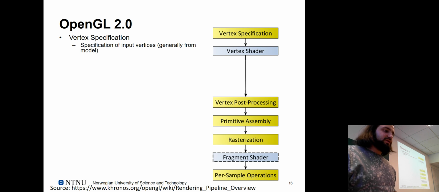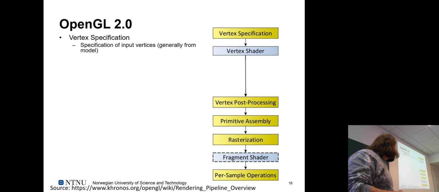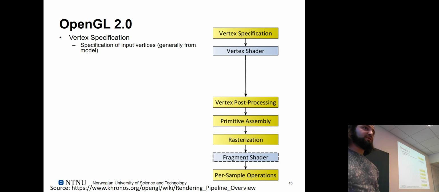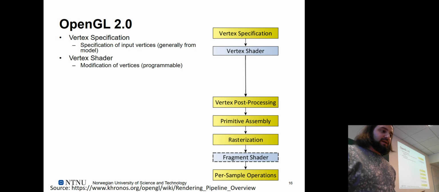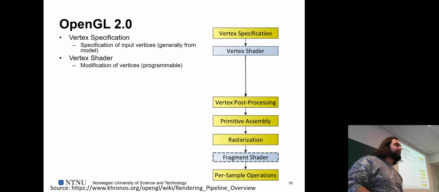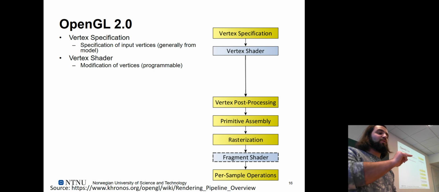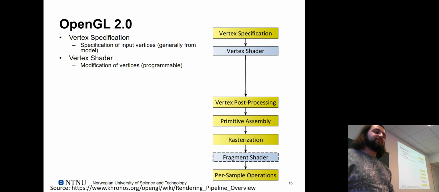To go into deeper detail, vertex specification is just the definition of the model. What are the input vertices? What data do we have? The vertex shader is the modification of those vertices. It takes one vertex as an input, makes some conversions, and gives output as another vertex. So it's just one-to-one mapping, and mostly it's used for viewpoint transformations and for perspective changes.